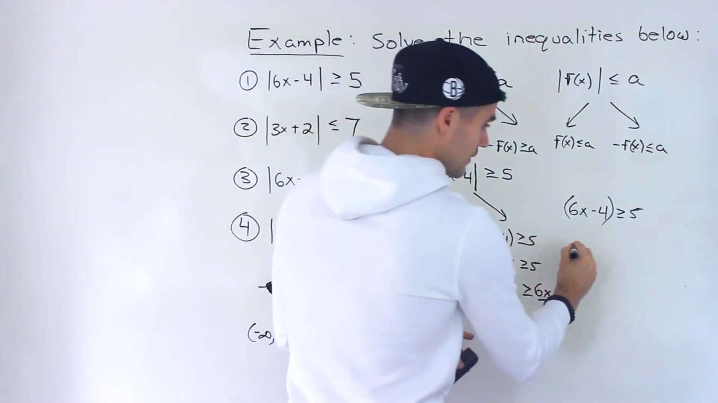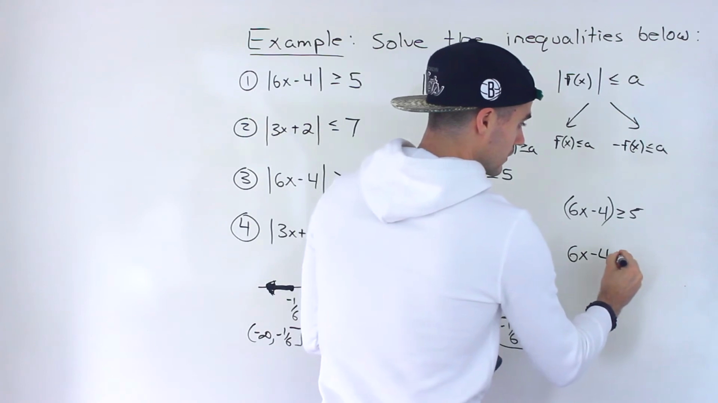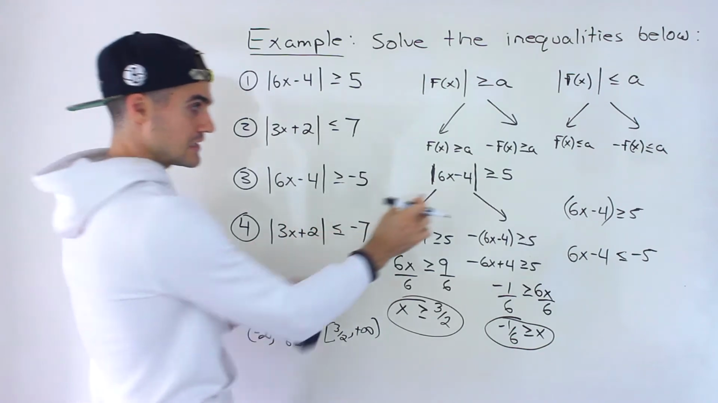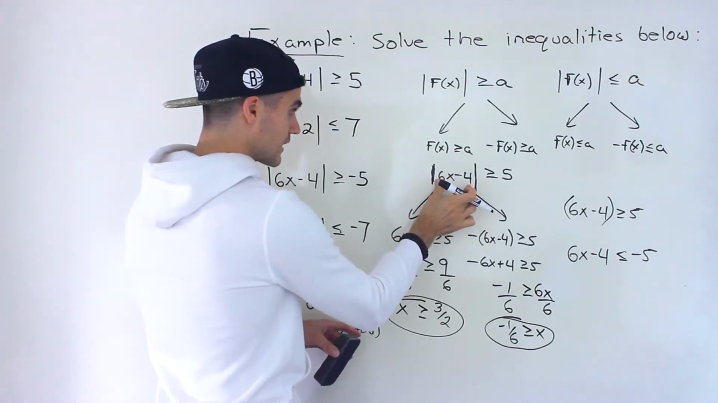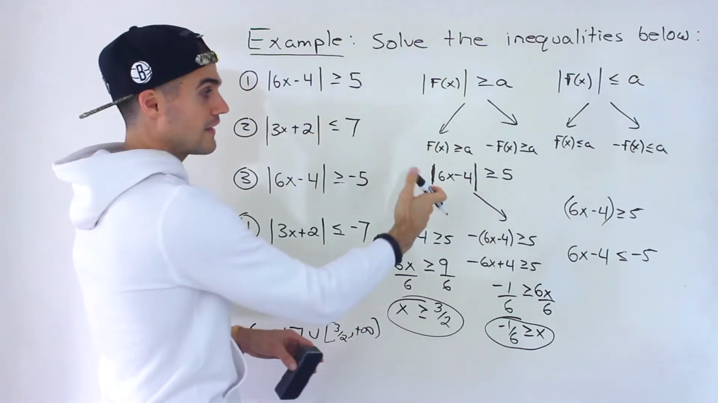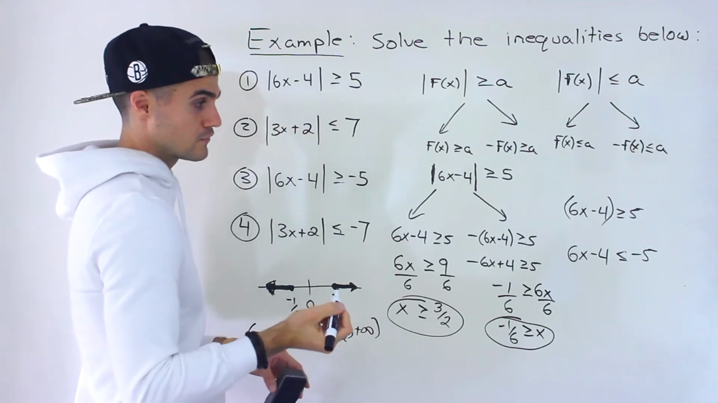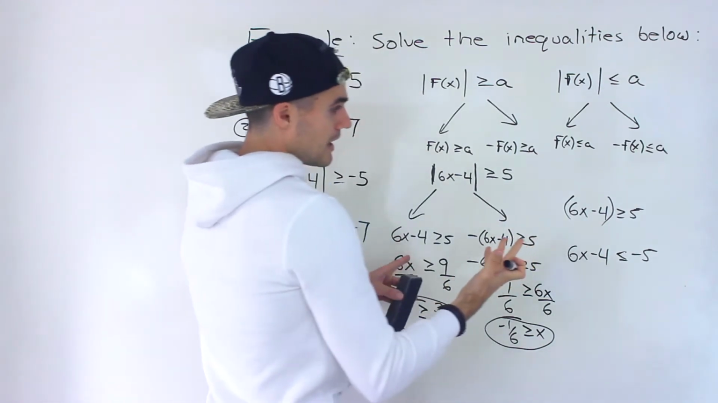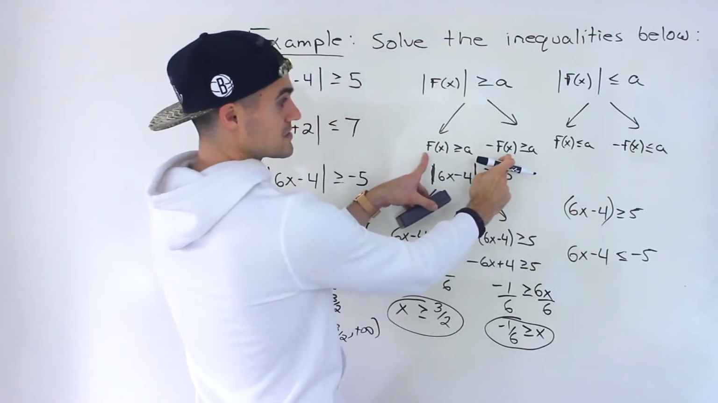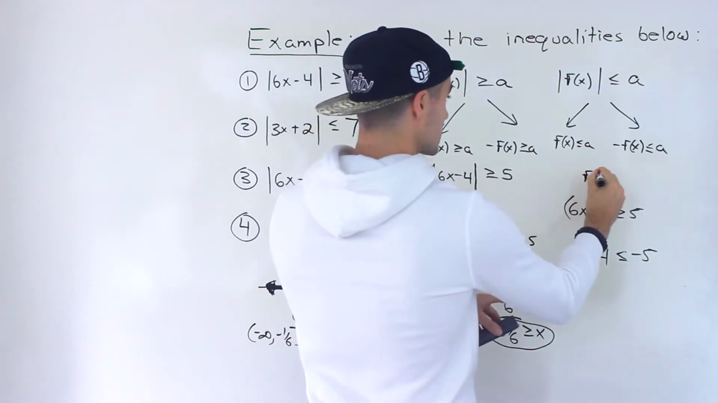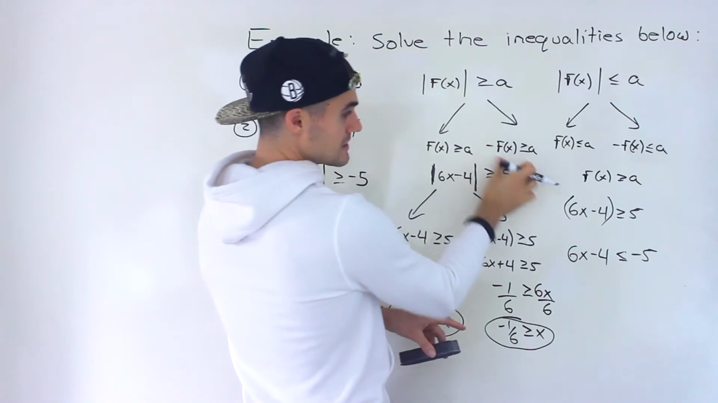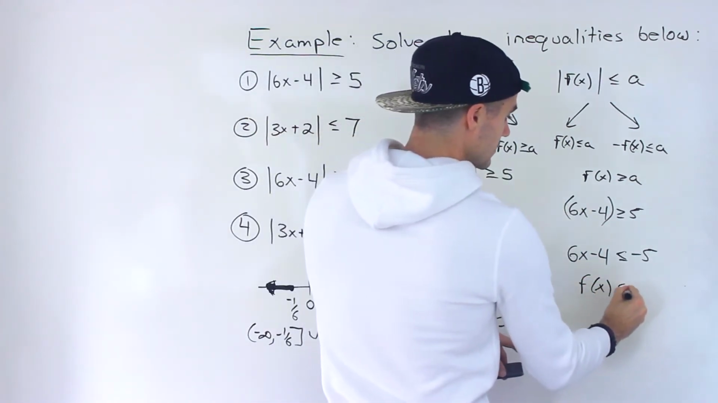And so if you think about it, this 6x minus 4 can also be less than or equal to negative 5. Because if it's less than or equal to negative 5, like I said, whether it's negative 6, negative 7, negative 8, negative 100, when you take the absolute value, that's going to turn to a positive, and that's going to be greater than 5. And so a lot of times you'll see this case being split up like this. Instead of being split up like this, they'll say f of x is greater than or equal to a, which is this. But instead of writing it like this, they'll say f of x is less than or equal to negative a.